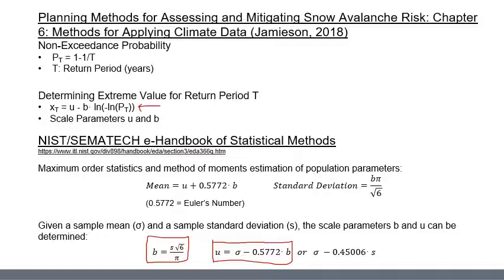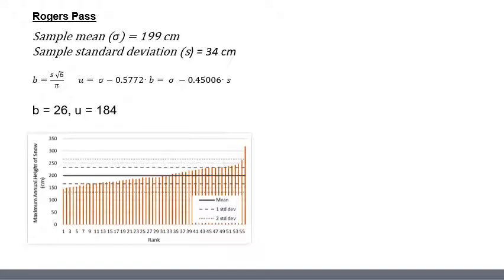So basically, we get these two formulas, which are functions of our sample mean and our sample standard deviation. And then we calculate our scale factors. So back to our Rogers Pass example. The sample mean in this data set is equal to 199 centimeters, and the standard deviation is equal to 34 centimeters. So once we know those two numbers, we can calculate B, which is equal to 26, and U, which is equal to 184.